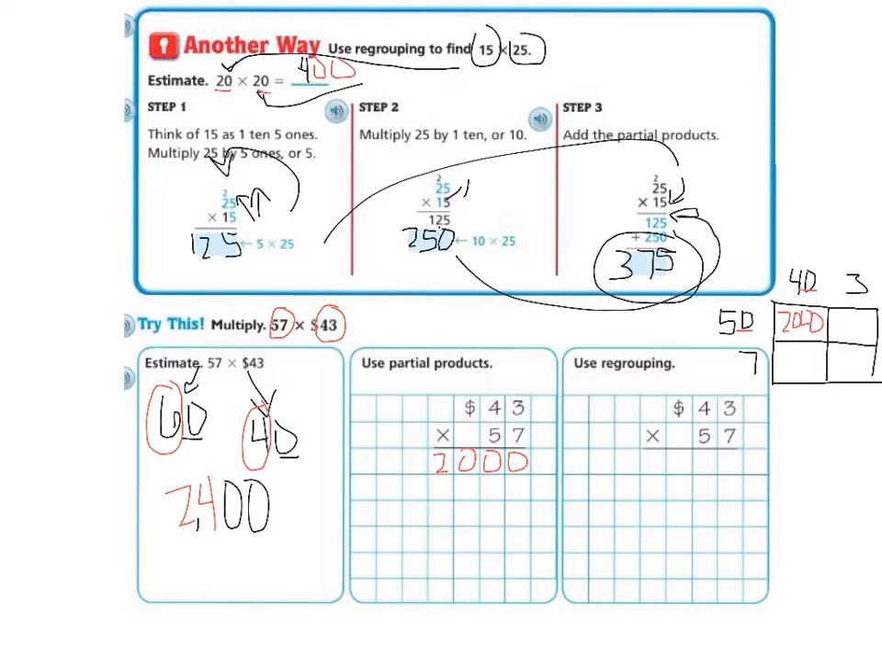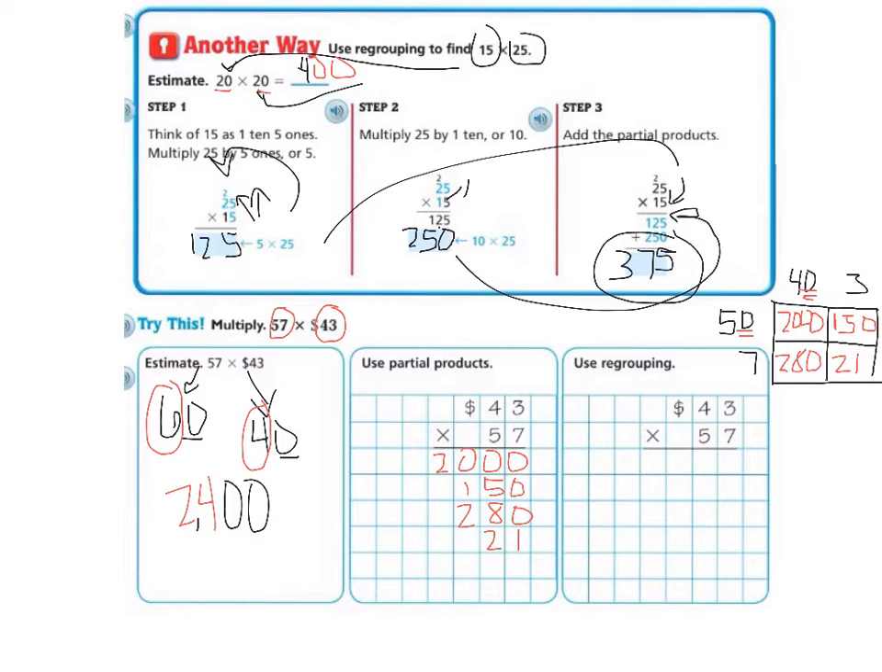Alright, now the next thing that I'm going to do is multiply straight across the top row. 50 times 3. So 5 times 3 is 15. But then I have a 0 here, so I'm going to add 1 0, so I get 150. And now I'm going to move down to my bottom row. So first I'm going to do 7 times 40. 7 times 4 is 28. And then add the 0 from 40, so I get 280. And then last I'm going to do 7 times 3 is 21.